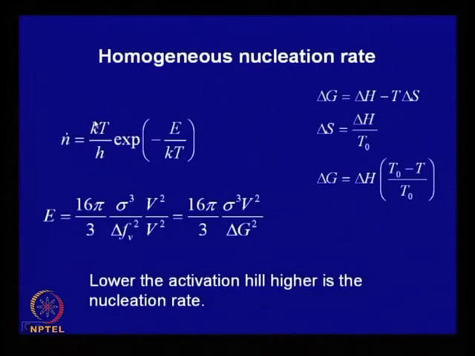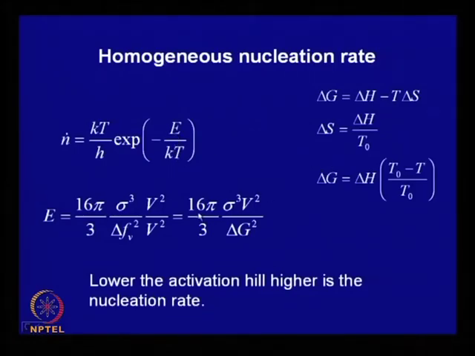This is a frequency term, where kT is the Boltzmann energy, and you divide by Planck's constant; this is the frequency factor, the total number of attempts being made. Then how many of these become stable depends on whether they can exceed or overcome the energy hump. This is given by Boltzmann statistics. You say that E is the energy of transformation over kT.